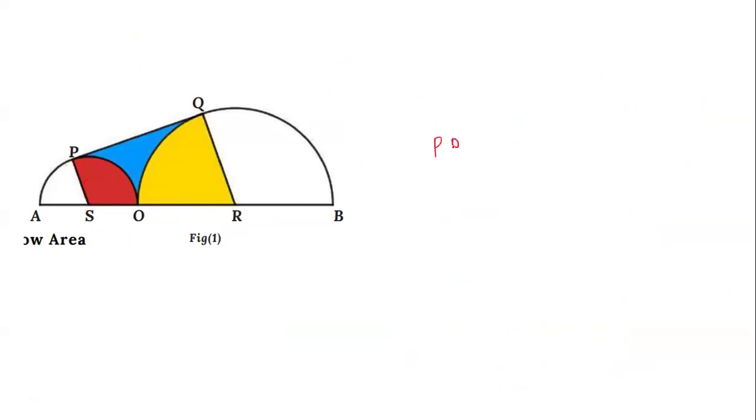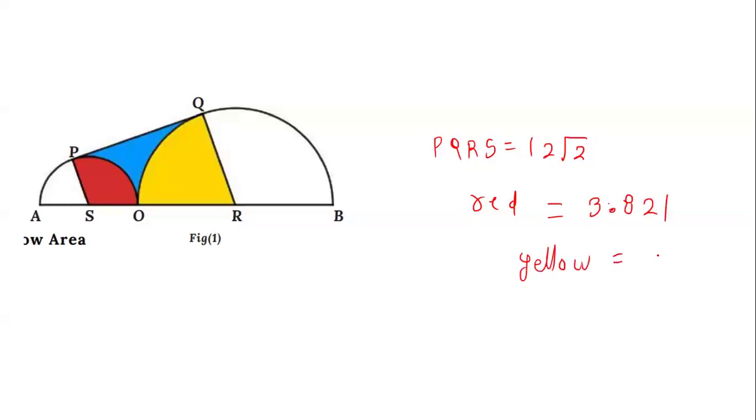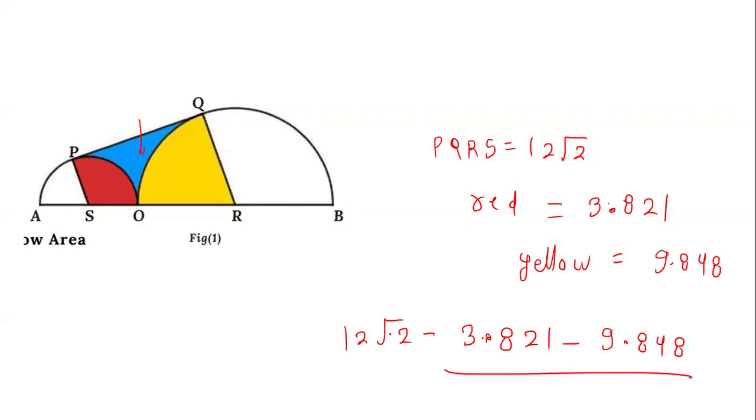So now we have all these three parts. The PQRS is 12 root 2, the red part is 3.821, and the yellow part is 9.848. So the blue part will come like 12 root 2 minus this red part and minus this yellow part. So this is the final answer. If you calculate, this will come like 3.301 centimeter square. So in this way we can solve this problem.